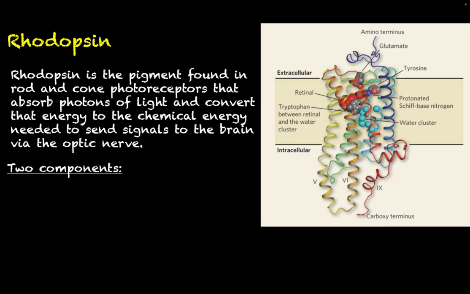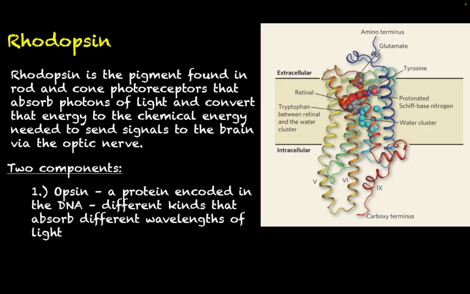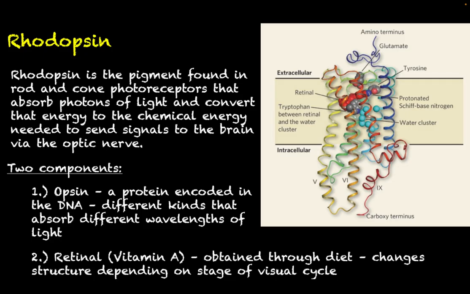And like I said before, this rhodopsin has 2 components: the opsin, which is the protein that is encoded in the DNA, and then you have the retinal, or vitamin A, that is obtained through the diet, and it will change its structure depending on which stage of the visual cycle it is in.